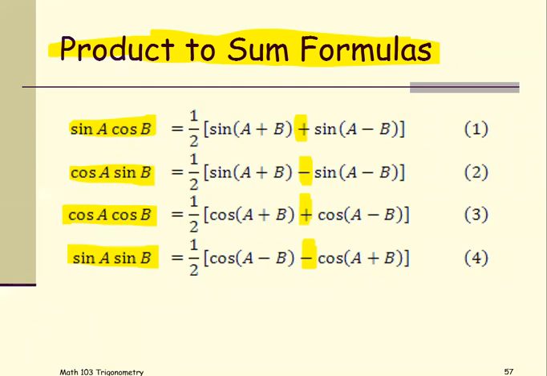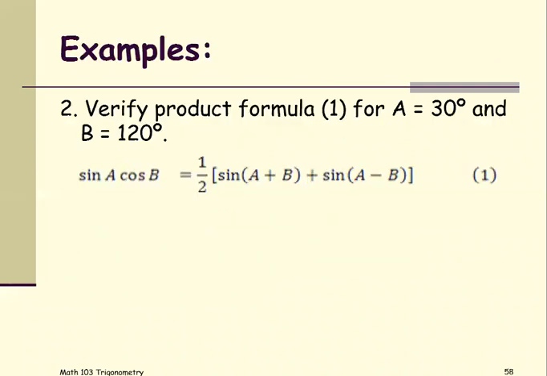And the last one is the product of sine A and sine B, which is 1/2 multiplied by the quantity cosine of the difference subtracted by cosine of the sum of A and B. For this example, we are going to verify the product formula number 1 for A equals 30 degrees and B equals 120 degrees. We're going to start with finding the value for the left-hand side.